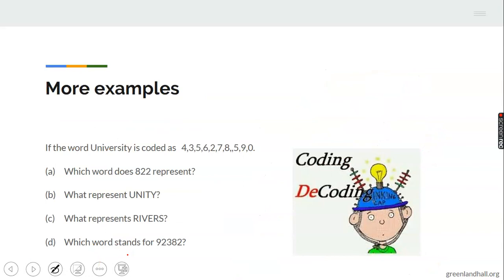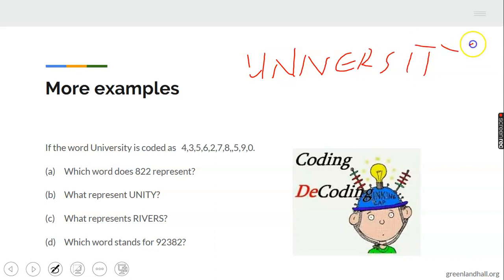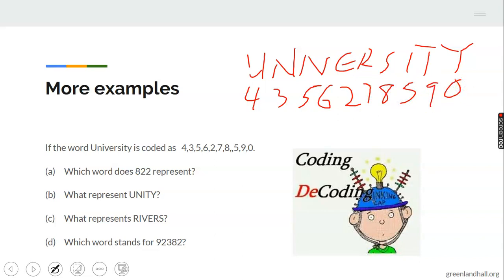Now let's quickly go to more examples on decoding. Let's say the word UNIVERSITY is coded as 4 3 5 6 2 7 8 5 9 0. So let's quickly work. University: U-Ni-Ve-City. Now we have 4, 3, 5, 6, 2, 7, 8, 5, 9, 0. Good. Now, what word represents 8 to 2? Let's go to 8. 8 is S.